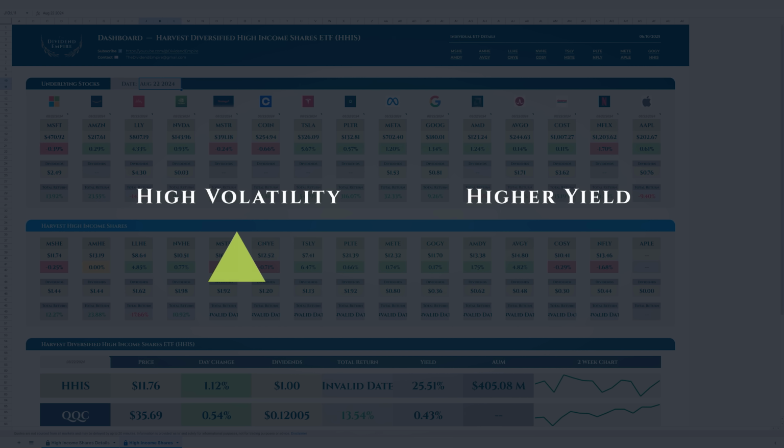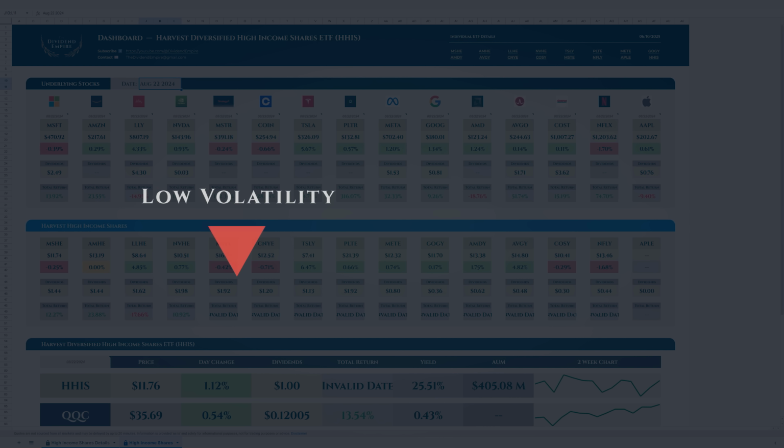In general, the less volatile a stock is, the narrower the chances or degree of underperformance. But with less volatility, it also means a lower yield, so it's a trade-off you have to consider when deciding to invest in one of these single stock ETFs.